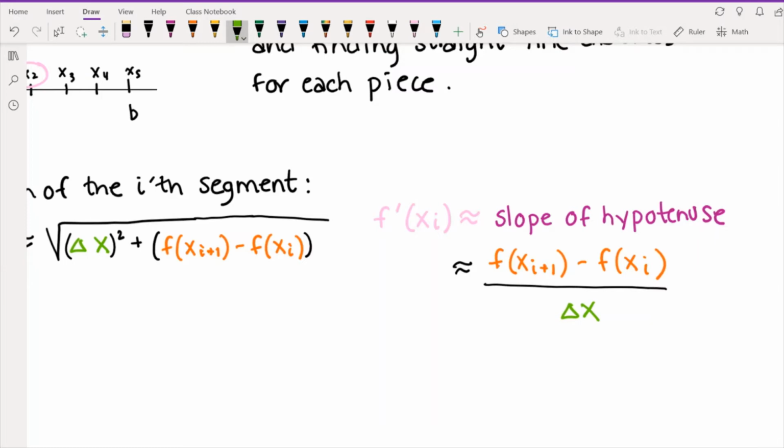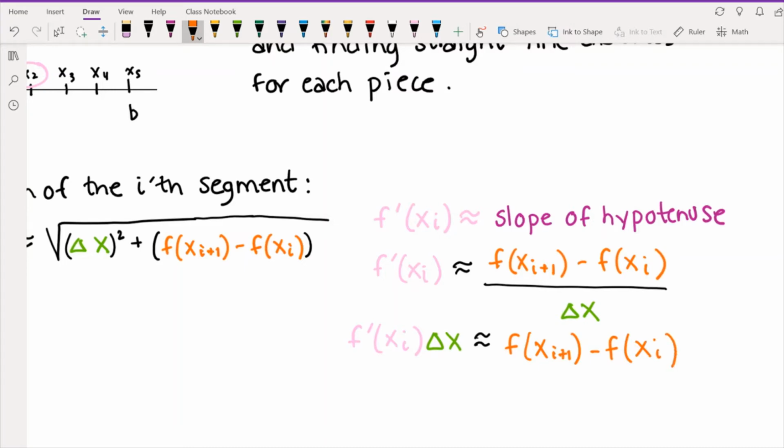And so what that means is that we can replace, or actually, let me do one more step before the next thing I was going to say. Right now we're saying that the derivative at xi is approximately equal to this slope here. So let's multiply both sides by delta x. That's going to give us f prime of xi times delta x is approximately equal to those vertical changes, right? f of xi plus 1 minus f of xi.